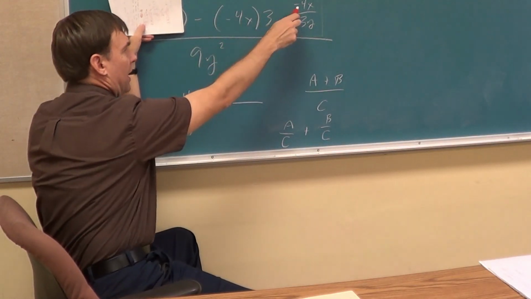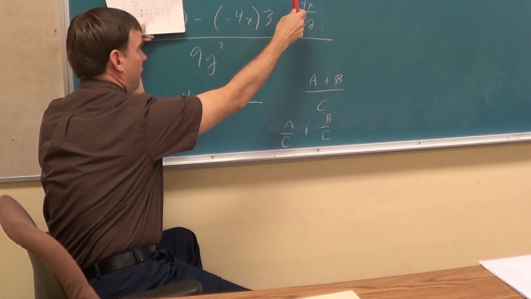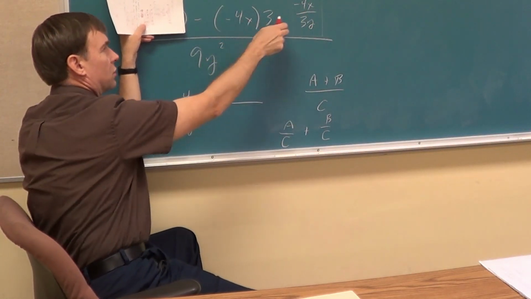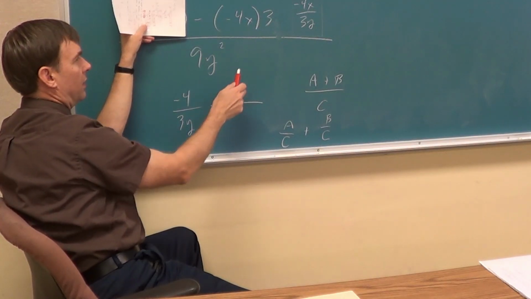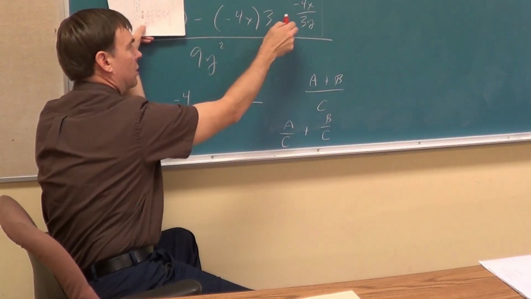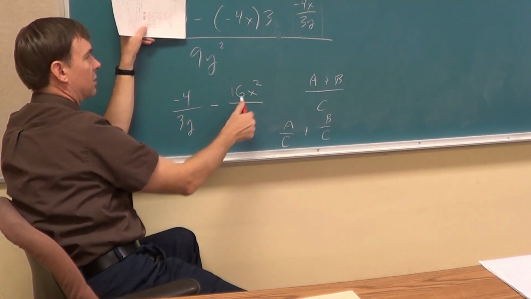The 4 doesn't cancel the 4. The 4 is like over a 1. This 4 is on the tops of things. 4 is a top, 4 is a top. That's going to be a 16. Similarly, the x is a top, the x is a top, a couple of tops with x's, that's an x squared.